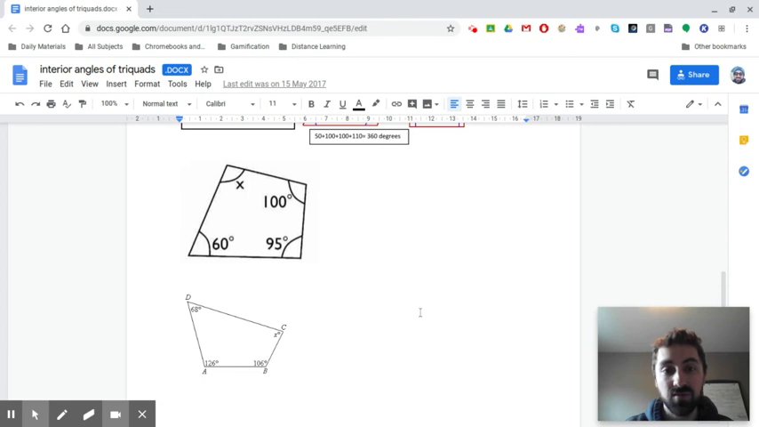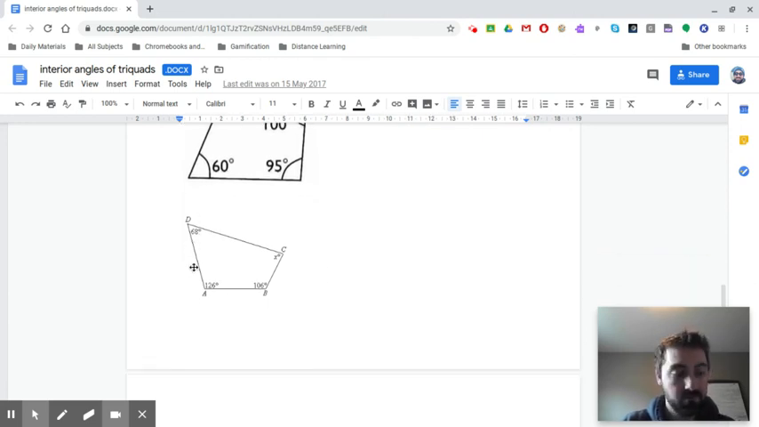So just like the same proofs we had before, we can add up 60 plus 95 plus 100, and that will give us 255 degrees. If we go 360 minus 255, that'll give us 105 degrees, which would be this last angle here. Same over here. Let's try the next one. 68 plus 126 plus 106 would give us 300. 360 minus 300 would give us 60 degrees. This missing angle would be 60 degrees.